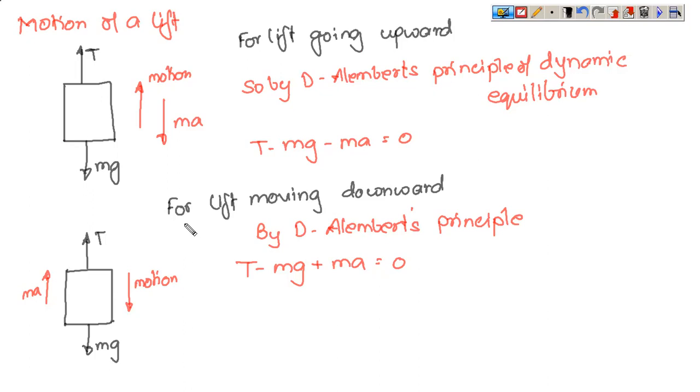Now, let us see the second case. The second case says that the lift is moving downward. Then tension remains in its usual direction. Mg, the total weight, remains in its usual direction. But by D'Alembert's principle, ma, the inertia force, acts in the opposite direction of the motion. So again, if you write down the equation of dynamic equilibrium, this comes out to be T minus mg plus ma. Again, you have three possible variables here. Out of these three, if any two are given to you, you can obviously find the third one.